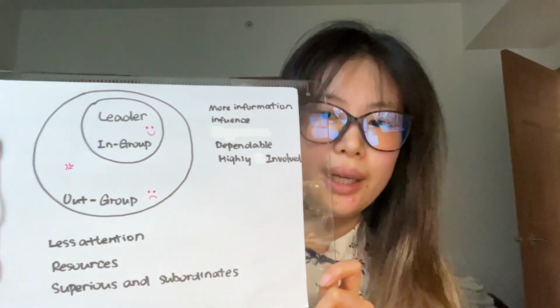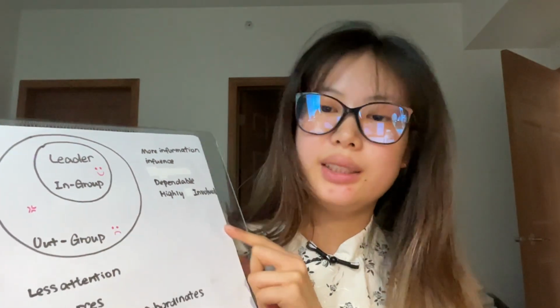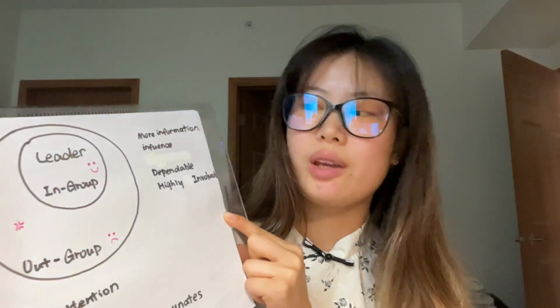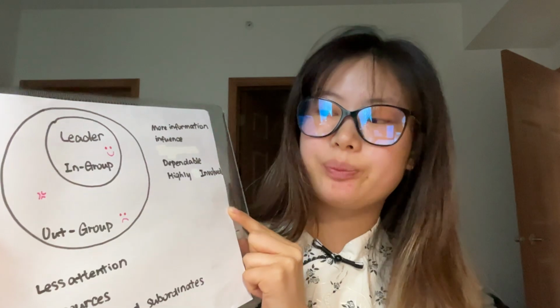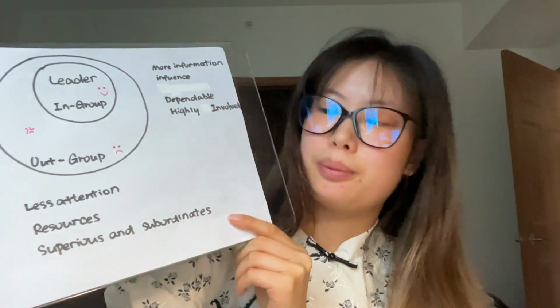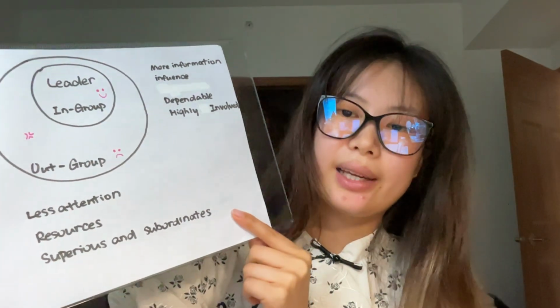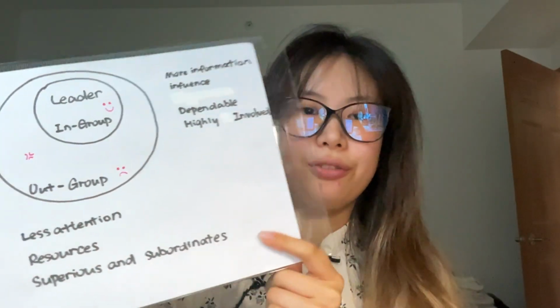So I mentioned that later they divide the employees into two groups, and we call them the in-group and out-group. In-group people are closer to the leader, so they tend to have more information, involvement, and influence than the out-group. For the out-group, it's all the opposite. They get less attention, they're ignored by the leaders, and they have low resources.